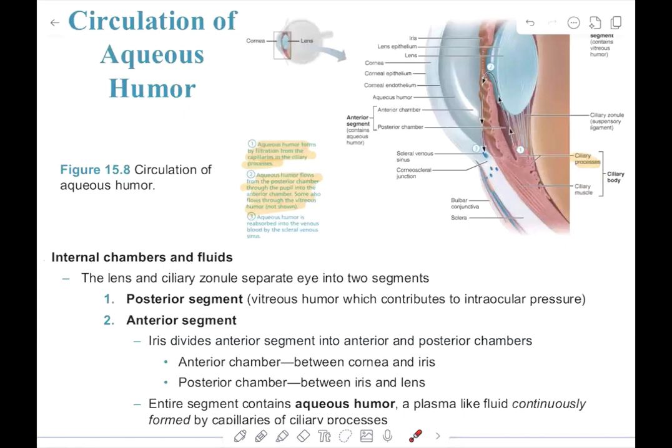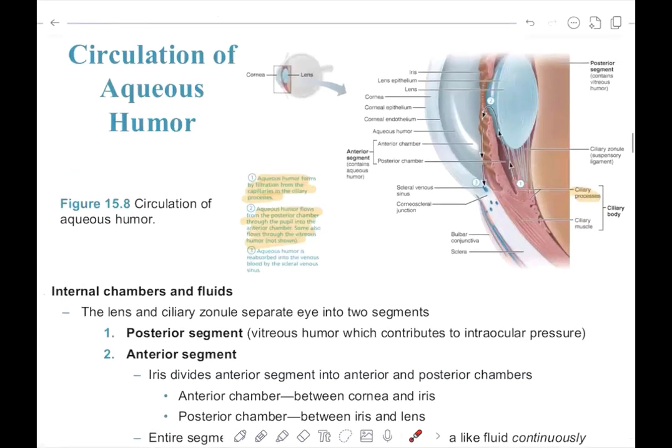So the posterior chamber is located right back here in this area. That's where it flows into. And it flows then through the pupil to the anterior chamber. So the anterior segment actually contains aqueous humor. So humor means it's a liquid. Think of the liquid that's in a joint. We call them the humors. So the aqueous or the anterior segment contains the anterior chamber and the posterior chamber.